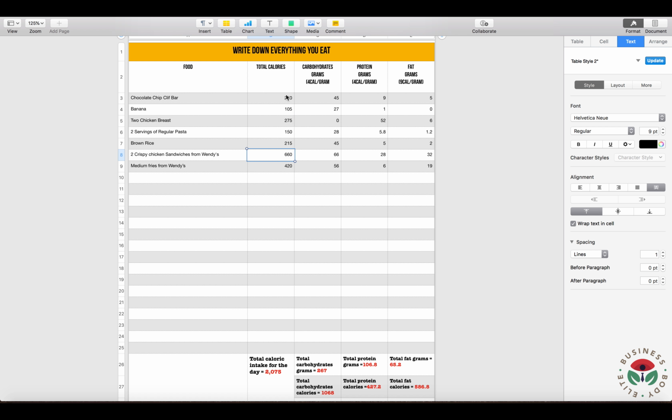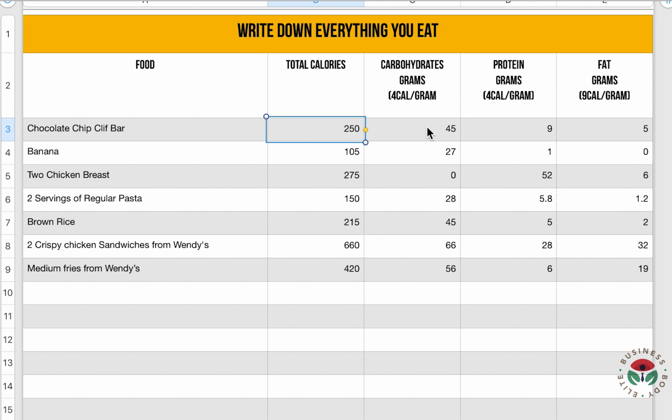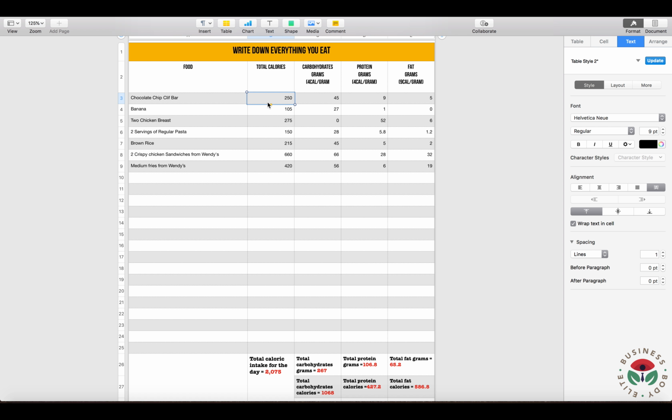In the first field, you will enter every food and beverage you consume. Second field will be the calorie content. Third field will be the carbohydrate content. Fourth field will be the protein content. And the last field will be the fat content. Please take into account the serving size of each food and beverage. If you consume multiple servings, please state.